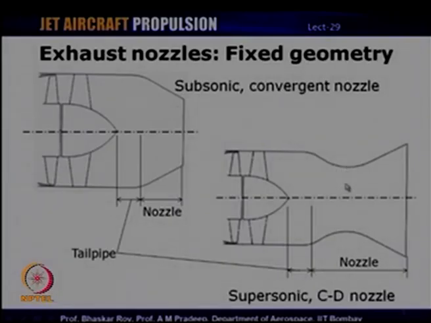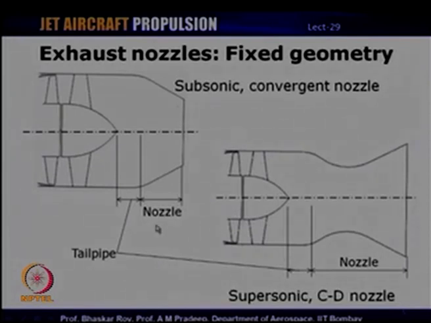There is a throat where we have the minimum area, and after the throat there is a divergent section. So, a convergent and a divergent section put together form what is known as a CD nozzle, or convergent divergent nozzle, used commonly in supersonic aircraft, if the aircraft has to fly at supersonic speeds. And a supersonic nozzle also has a small section known as the tailpipe.